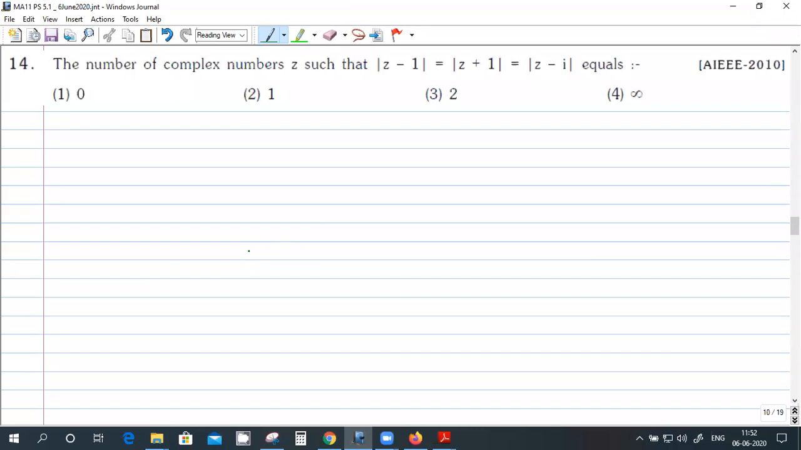See, one thing is if you have a complex number z and I have another complex number z naught, what does this thing represent? This is equal to what? Distance between z and z naught. Okay. So this complex number z is equidistant from -1, 1, and I.